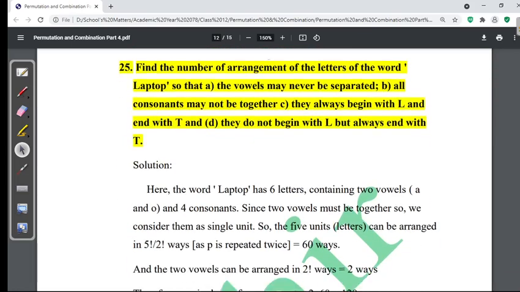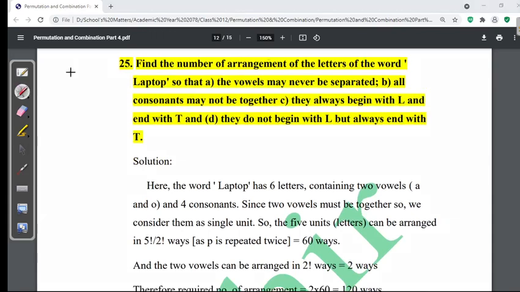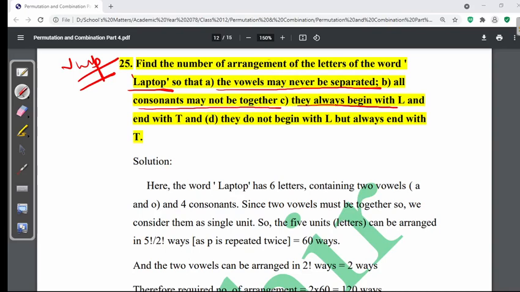Okay, now question number 25, dear students. This is also an important question, a very important question. Find the number of arrangements of the letters of the word LAPTOP. The vowels may never be separated, they come together. All consonants may not be together. They always begin with L and end with T, and they do not begin with L but always end with T. That is a very important question, dear students. Let's discuss this very sincerely.